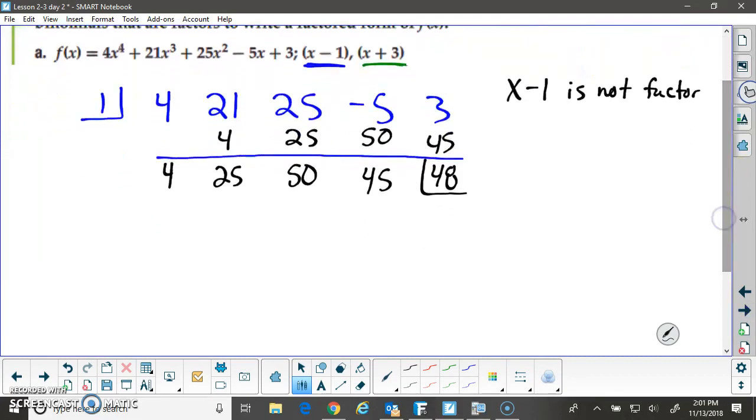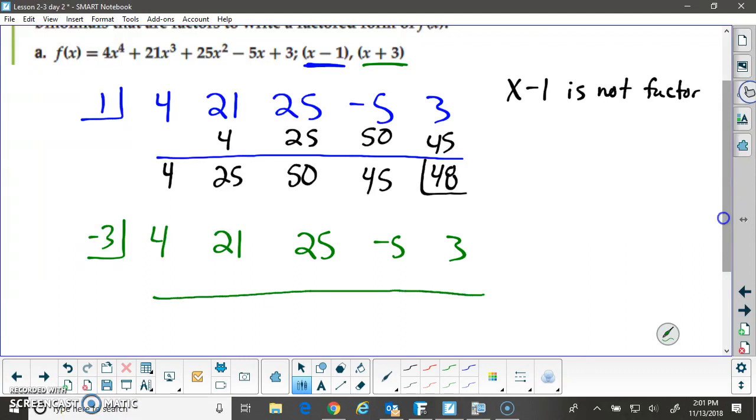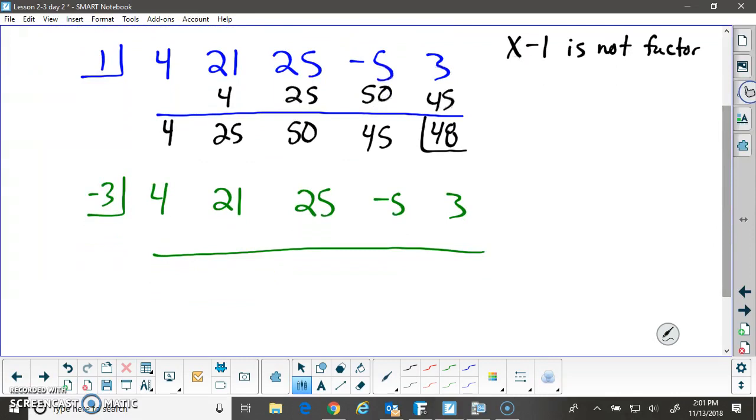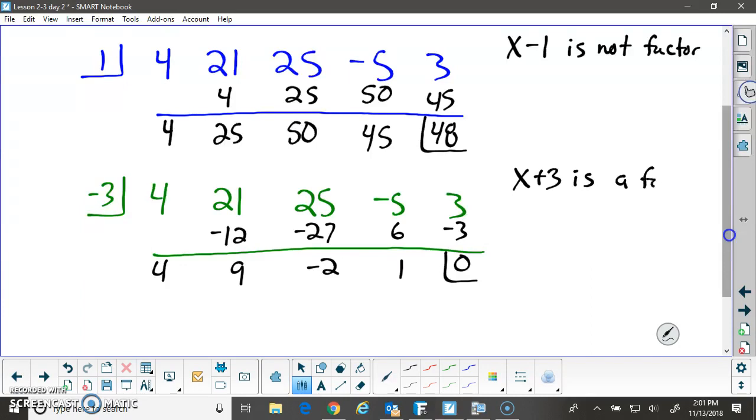Well, now let's do the same thing. Let's test x plus 3. If we're going to test x plus 3, we need to have a negative 3 in the box. List out my coefficients. None missing. Let's see if we get 0 for a remainder. Sure enough, we do get 0 for a remainder. So we can say that x plus 3 is a factor.